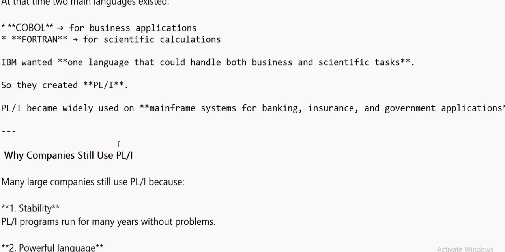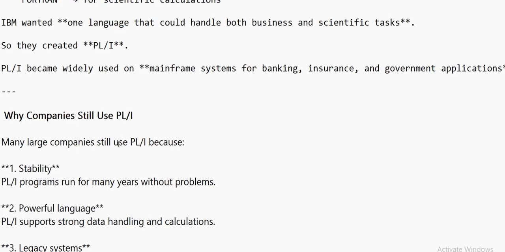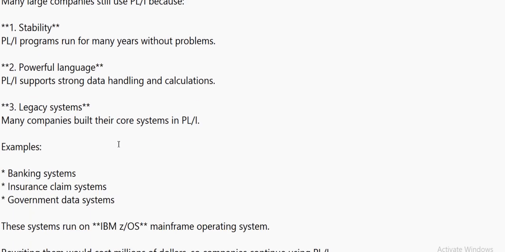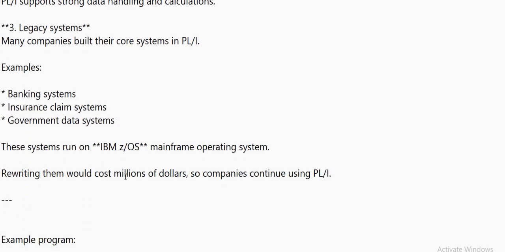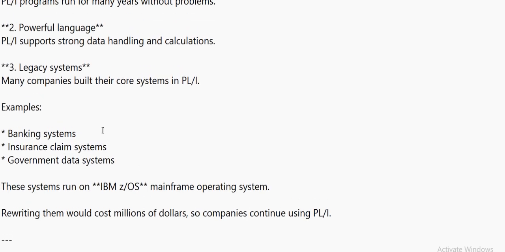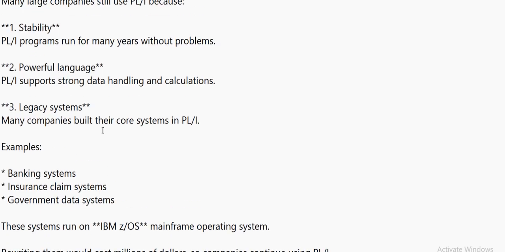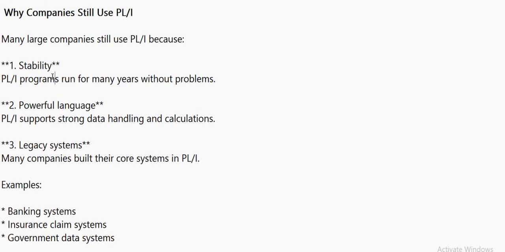And the biggest question is, this is very old, so why do companies still use PL1? Many large companies are still using PL1 because the main reason is that rewriting them would cost millions of dollars. So instead of rewriting and changing the entire system, they are still using it because it is working very fast, and this is one of the strongest and most powerful languages. So the main reason is stability. PL1 programs run for many years without any problems.